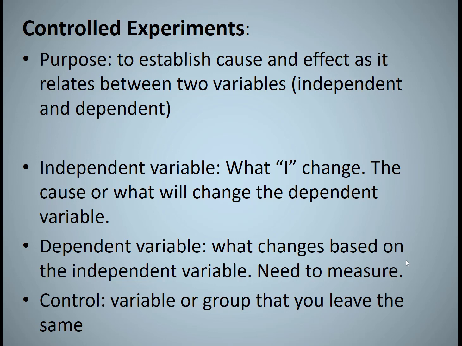Control can mean two things. It can be a control variable, meaning that it's something that you're doing the same in your experiment. So for example, if I had plants, I would be watering them all the same amount. It also can be a group. So maybe I have a group of plants that I keep the same and I don't change anything about them. But then I'll have an independent group that I will change something in. So then I'll be able to have two groups to compare.